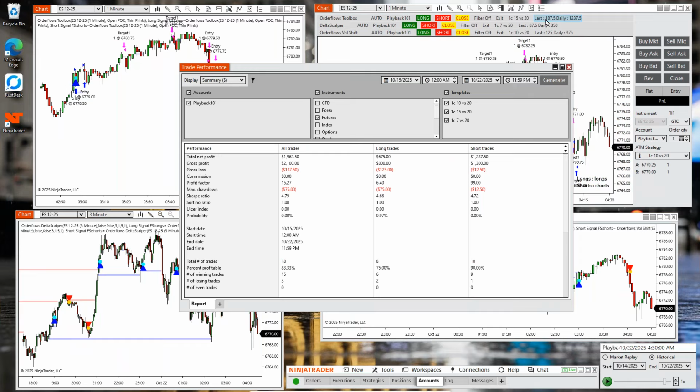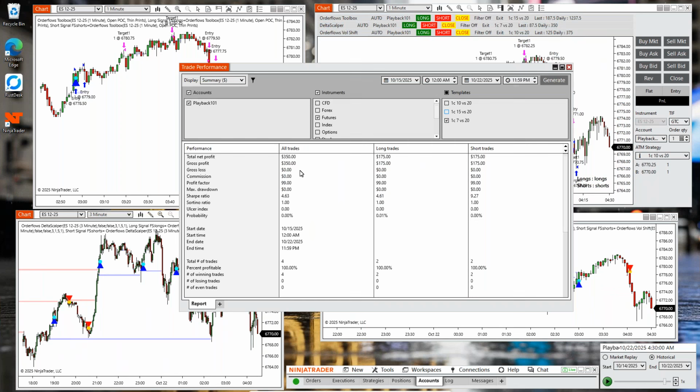For example, this one at the top, let's leave only one, the 10 contracts versus 20. It made 375. I guess it is this one, the volume shift. Now, if I select the second, then this is the best, the order flow toolbox. And then the third one, it was all winners, 350. 350 is this one, the Delta Scalper.